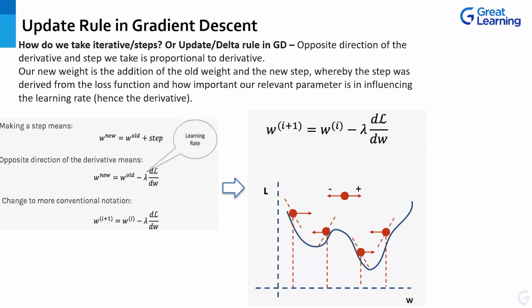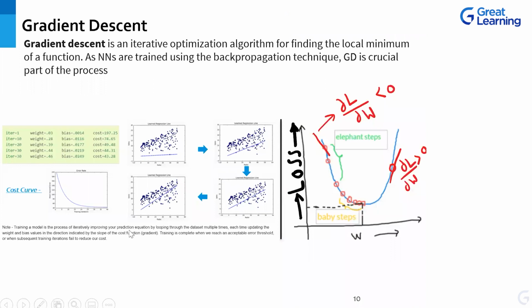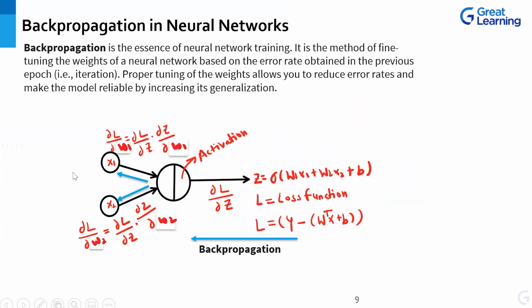So how gradient descent works, as I told you overall, is that you are iteratively trying to minimize the loss function, updating the weights and biases, right? That's what gradient descent is helping with. And by using the gradient descent algorithm, your backpropagation process gets completed.